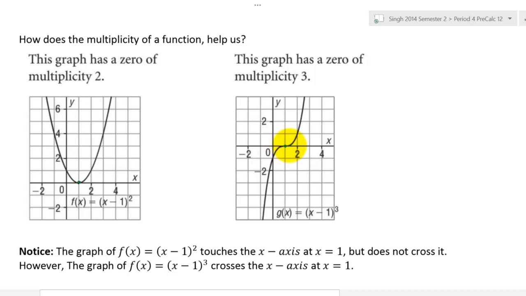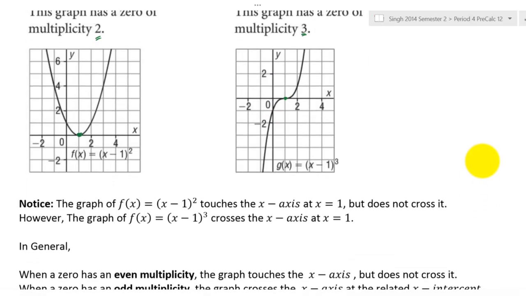One of the things you'll notice is that when you've got a multiplicity of 2, this graph barely touches its 0. It just passes and bounces right back off. When you've got a multiplicity of 3, this graph is going to actually pass through its 0 in the continued direction. And that's what multiplicity does for us. The graph of x minus 1 squared, which is that one over here, touches the x-axis at x equals 1, but it does not cross it. However, the graph of x minus 1 cubed crosses the x-axis at its 0.